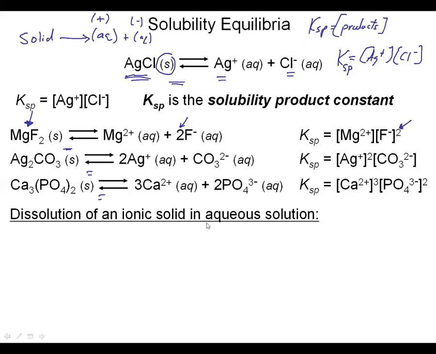Same thing with our silver and our carbonate. We have a 2 in front of the silver ion, so it would be the concentration of silver squared because of the coefficient, times the concentration of carbonate. And our calcium phosphate, again, we have 2 coefficients, and they both end up in the KSP expression. So KSP is an equilibrium constant used for things that are thought of as being insoluble. When we write these reactions, the reactant side is always solids, and they go to our products.